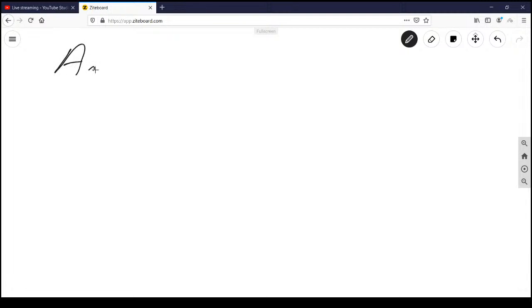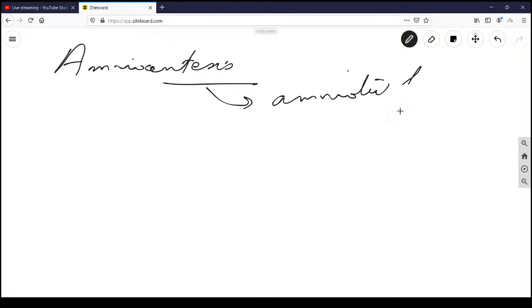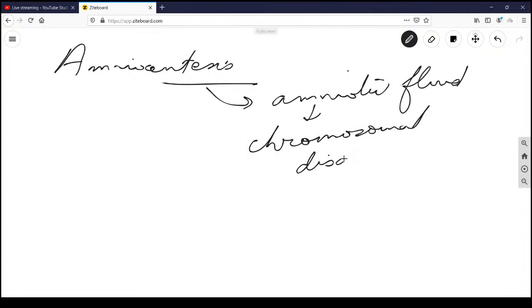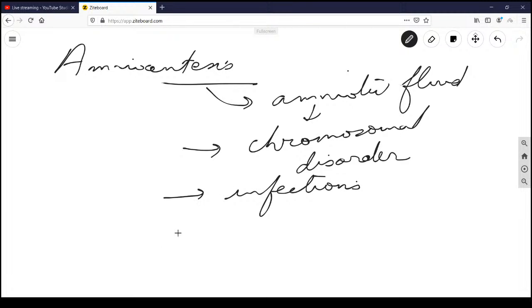Okay, amniocentesis. If we draw amniotic fluid, then you can go for karyotyping, chromosomal disorder. Then you can go for infections, any kind of viral, bacterial, fungal infections. Also, since you are going for karyotyping, you will get to know the sex of the fetus, so sex determination. These things can be easily done via amniocentesis, but this is banned, right?